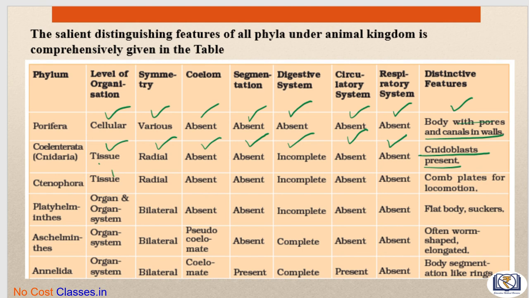Now, Ctenophores: tissue system, symmetry radial, coelom absent, segmentation absent, digestive system incomplete, circulatory system absent, respiratory system absent, and the comb plates for locomotion. Platyhelminthes: organ system, symmetry bilateral, coelom absent, segmentation absent, digestive system incomplete, circulatory system absent, respiratory system absent, flat body, and suckers present, a specific structure here.